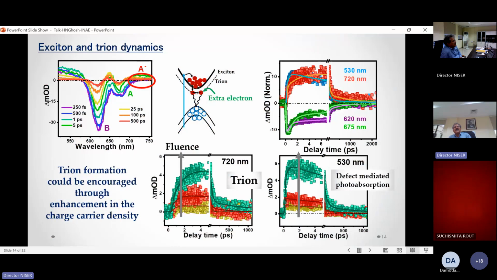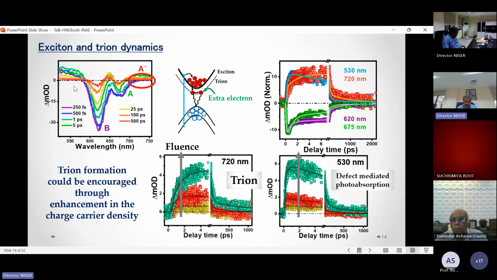Then we did ultrafast transient studies. And what we observed in transient studies, actually you see bleach due to A exciton, B exciton, and there is a positive band. You can see here, positive band in both low energy and high energy. Generally if you take normal semiconductors, you have positive absorption bands and their transient kinetics are very similar. But in this case, we observe dissimilar. You can see the kinetics here, 530 and 720, where 720 is a red shifted band and 530 is a blue shifted band.